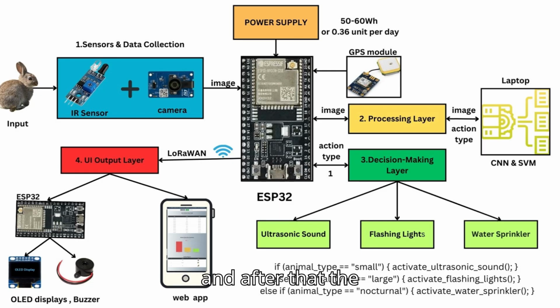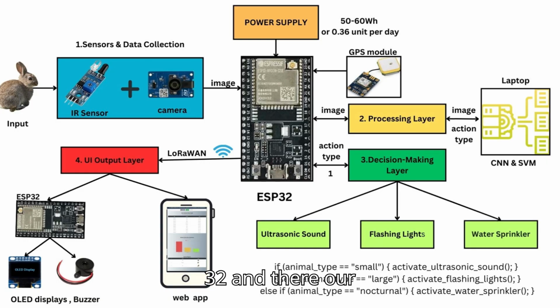After that, the ESP32 passes the data to the process layer, where we maintain the CNN and SVM logic. CNN is used to detect the animal, and SVM is used to classify which animal species it is. And after detection and classification, it is redirected to the ESP32.